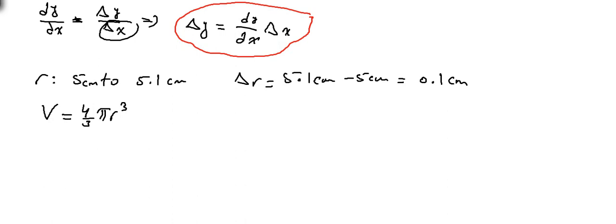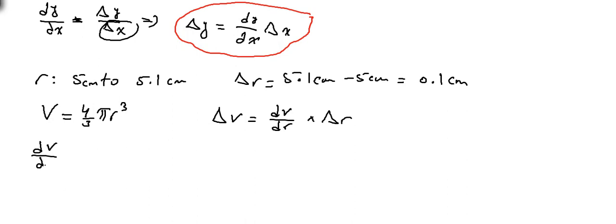Delta v is, according to this formula over here, equal to the derivative dv over dr multiplied by the change in r. Now, what is delta V over delta R?